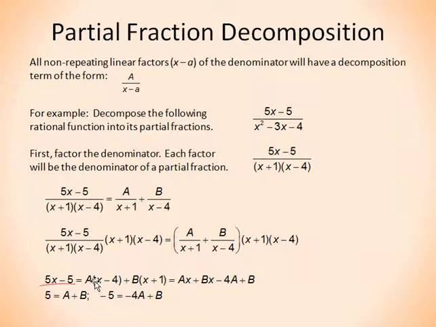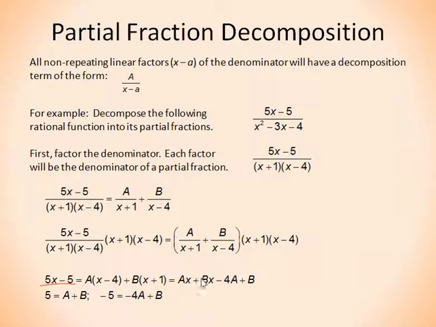5x minus 5 on the left side of the equation. Over here, I need to distribute this multiply into both of these terms. When I distribute it over here, the x plus 1 will cancel with this x plus 1, and I just get a times the quantity x minus 4. When I distribute this over to this term, the x minus 4 will cancel with that x minus 4, and I'm just going to get b times the quantity x plus 1.